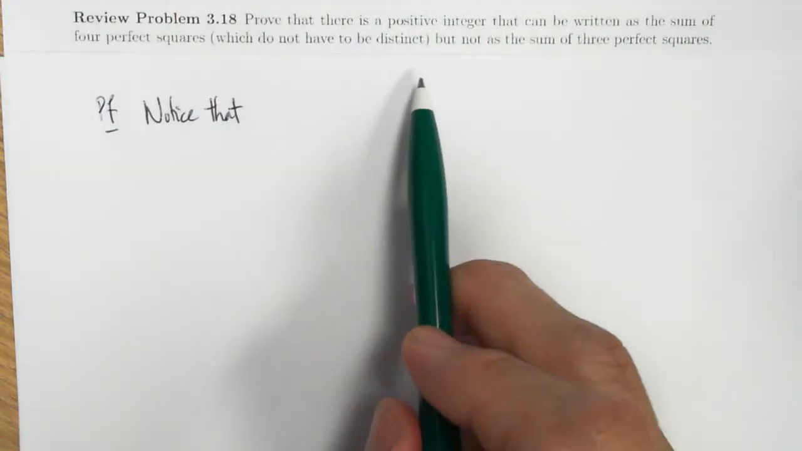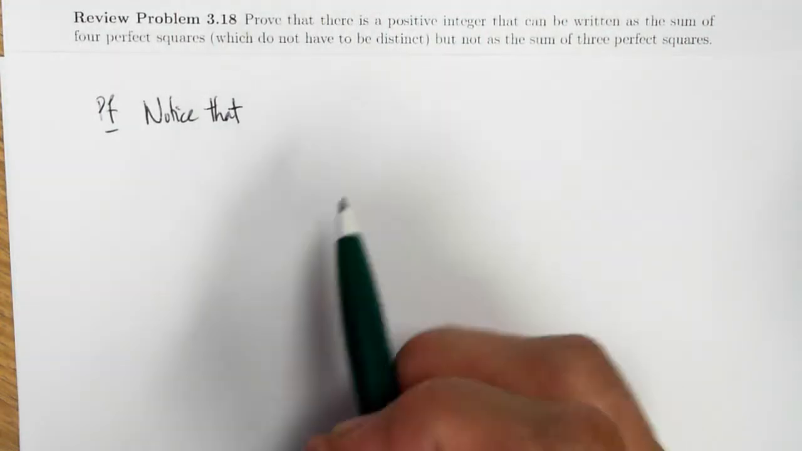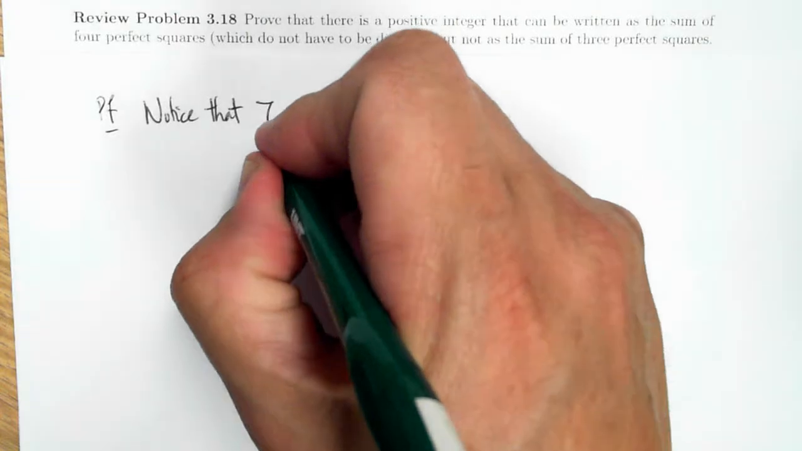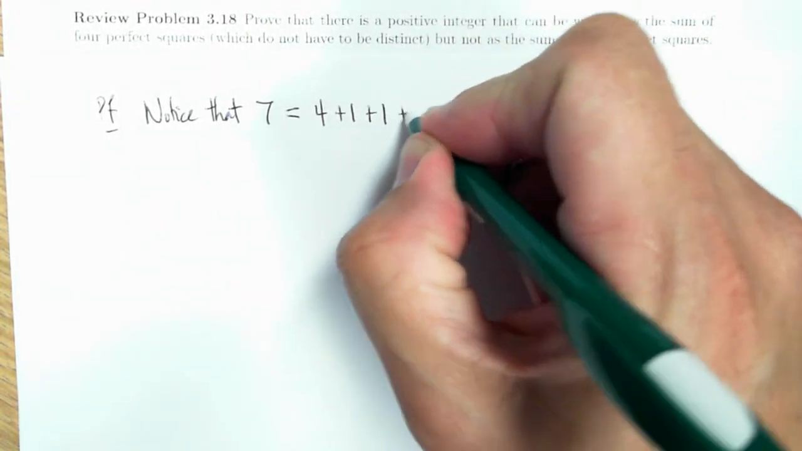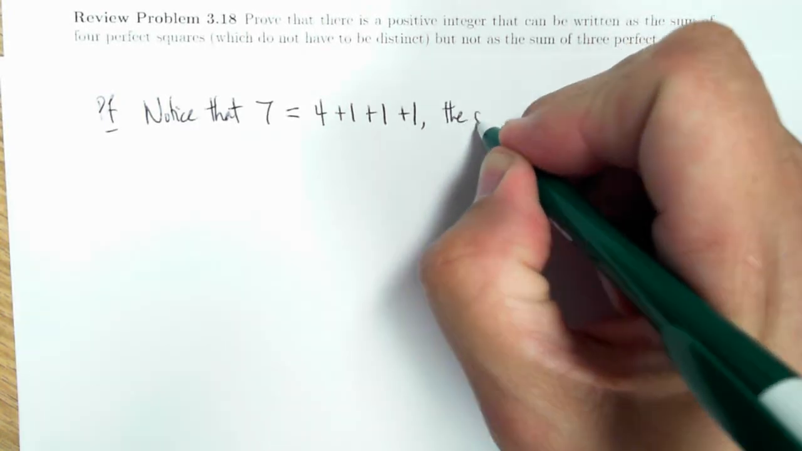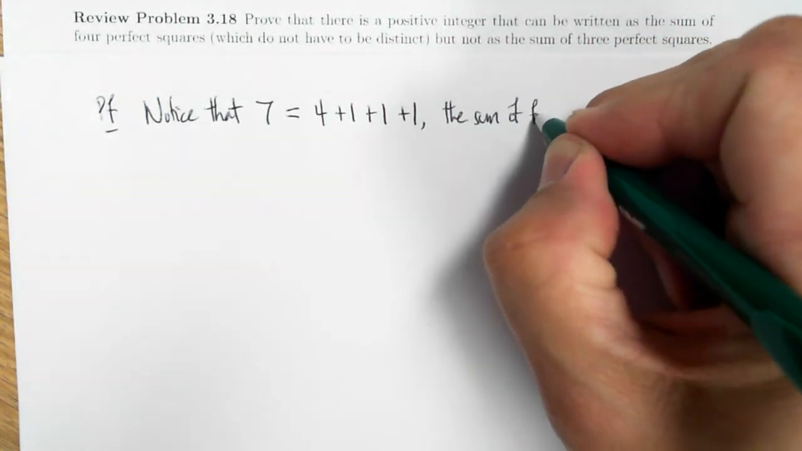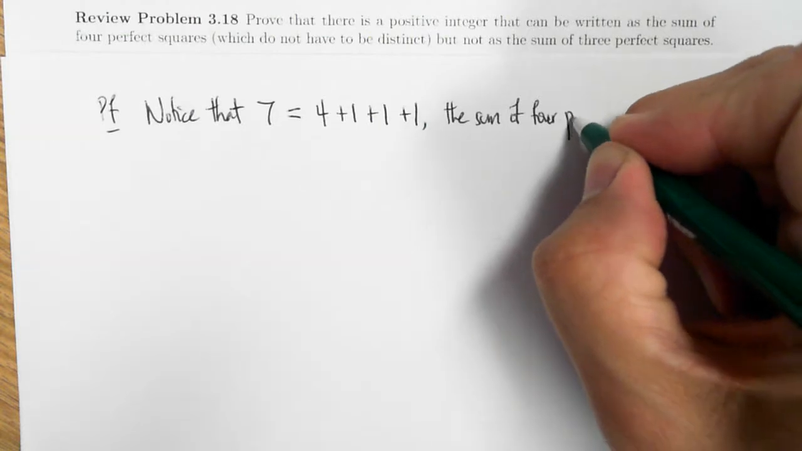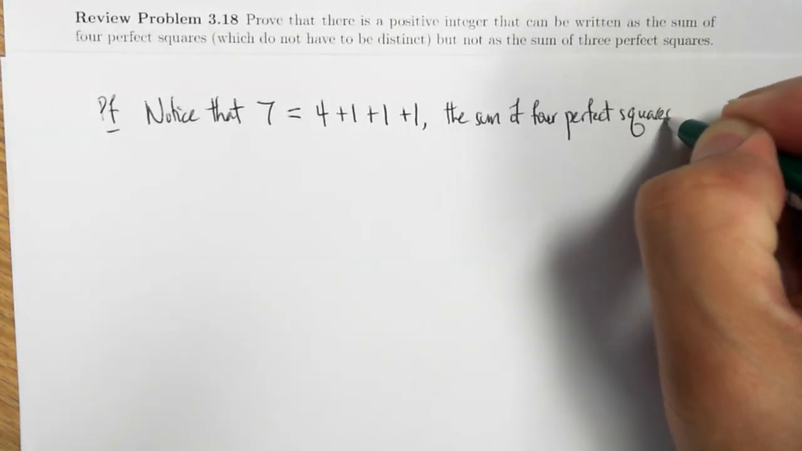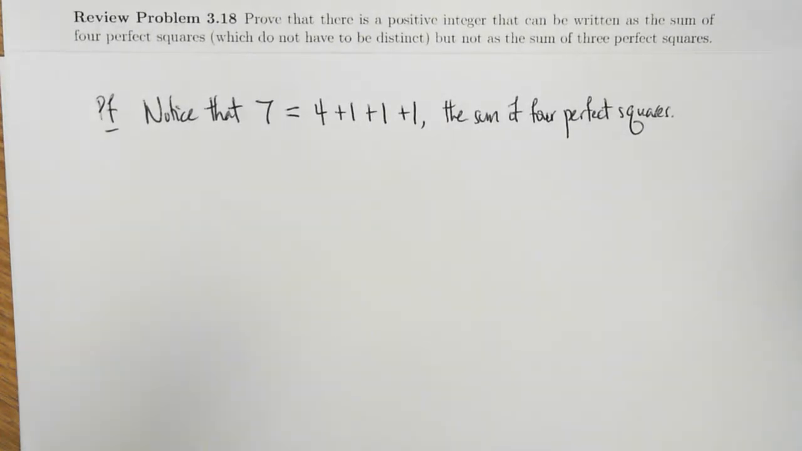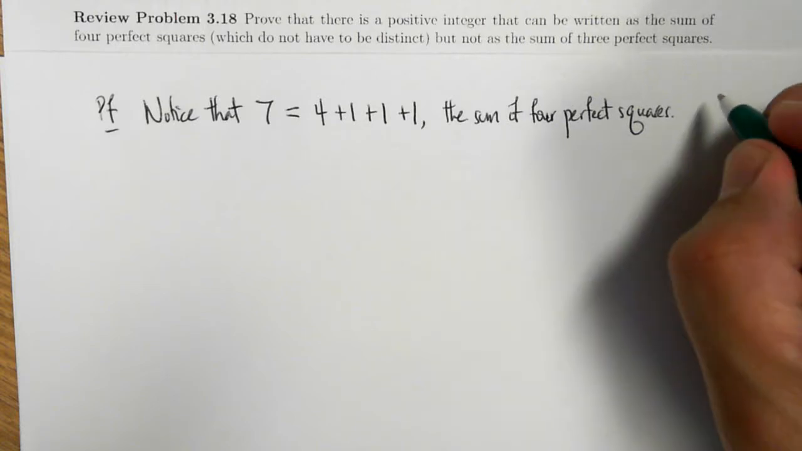Now this is a constructive proof that there is such a number. Now we will construct such a number, 7. 7 is equal to 4 plus 1 plus 1 plus 1, the sum of 4 perfect squares. However, it's impossible for 7 to be written as the sum of 3 perfect squares.